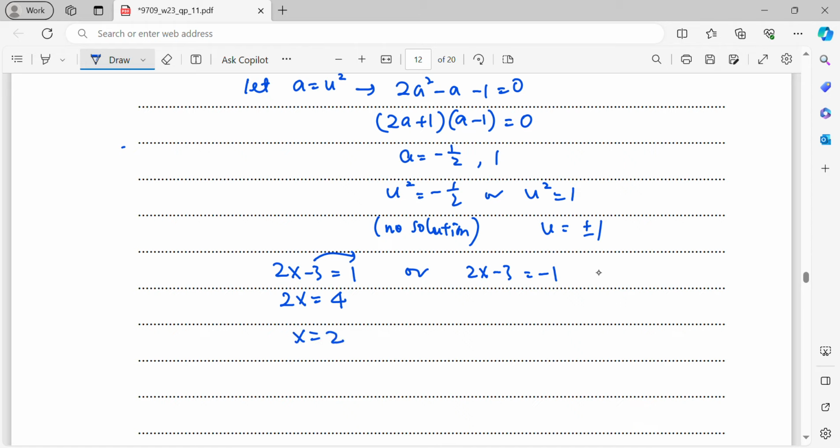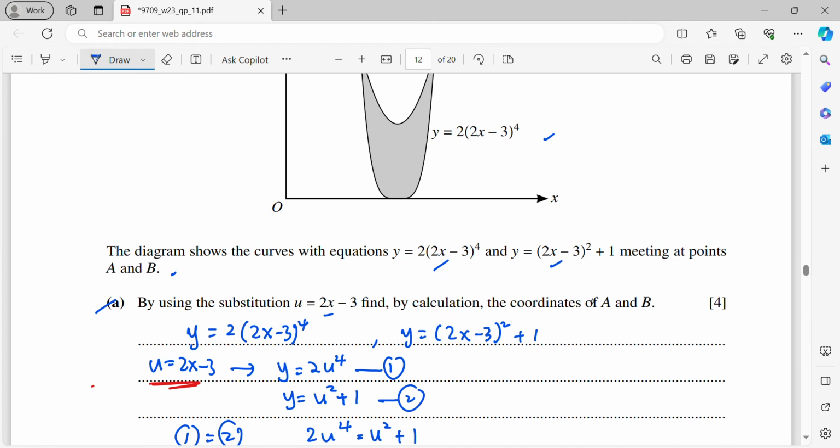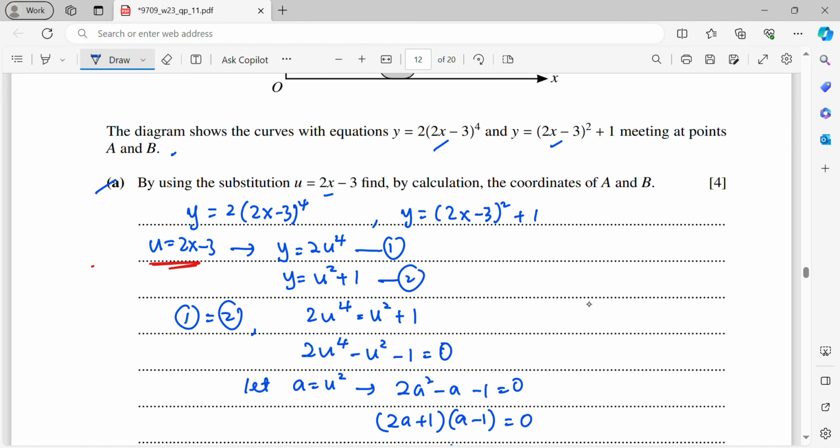Then your x is 2. Or the other one is minus 1 plus 3, which is 2, then your x is 1. So after you have found these 2 x values, we need to find the y coordinate. So for your y, you can just substitute into one of them. Alright, so I can just use back this.